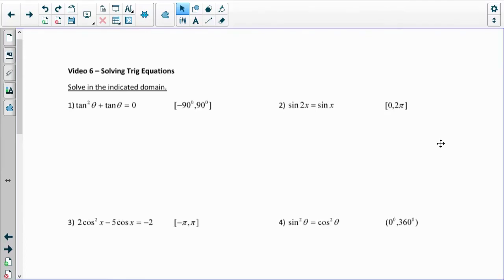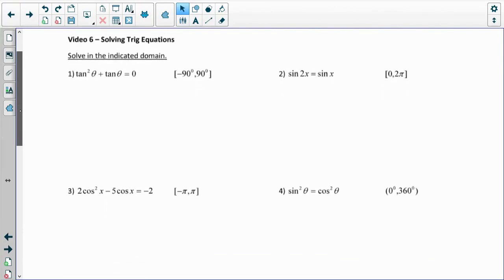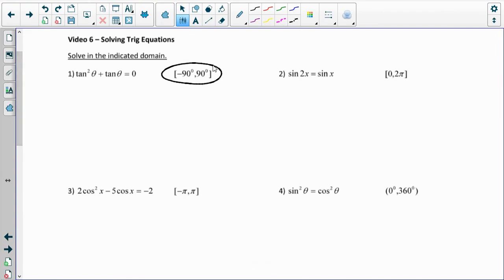In this video, we are going to start solving trig equations. We have 8 examples in this video and 6 in the next video. So solving trig equations, essentially what we're doing is we're working backwards and we're going to figure out what angle makes this work. So tangent squared theta plus tangent theta equals 0. I know that my answer has to be between negative 90 degrees and 90 degrees.